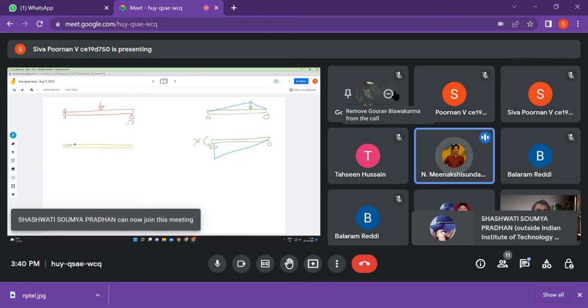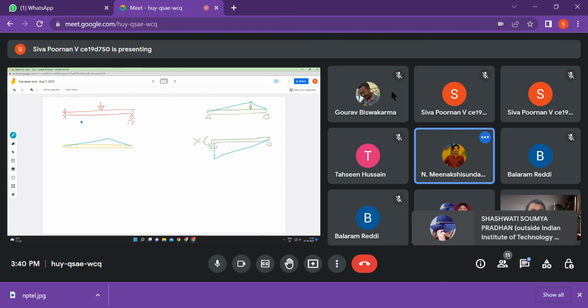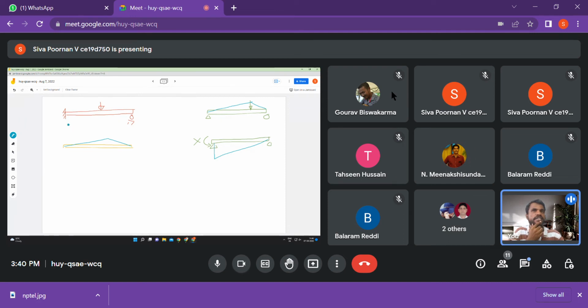It's uniform, sir. Moment applied at the support. Yeah, there is only one fixed end moment. So due to the fixed end moment, we'll have a triangular variation, right? Yes. At the propped cantilever, the moment should be zero. Okay, bending moment should be zero.